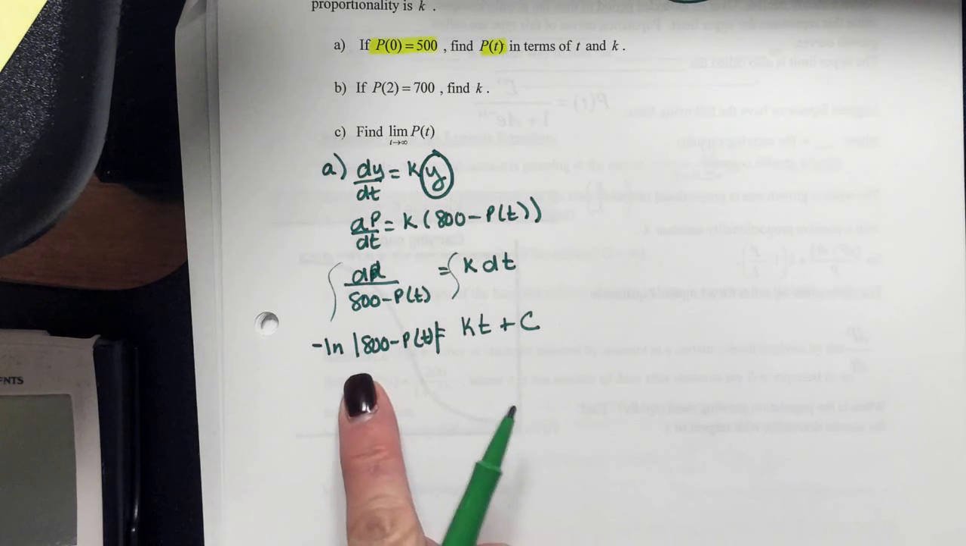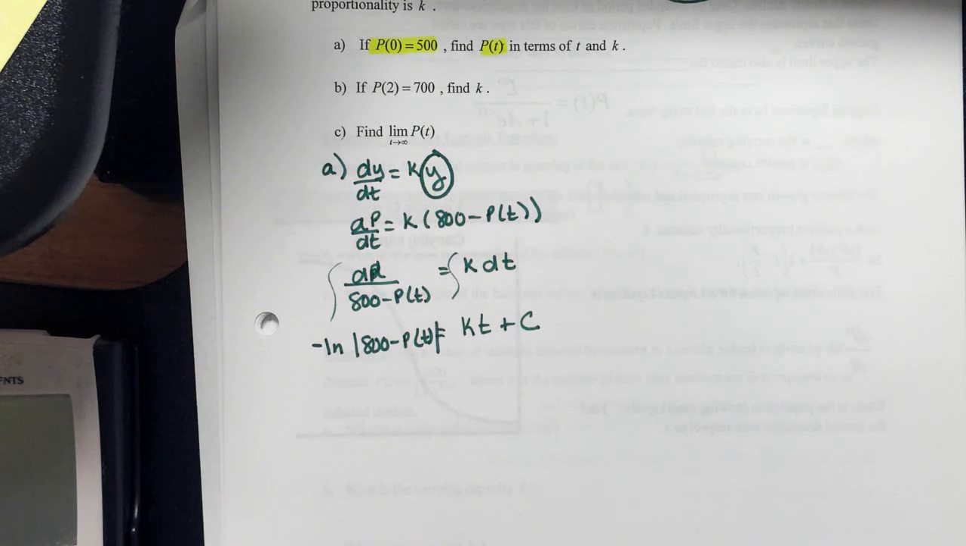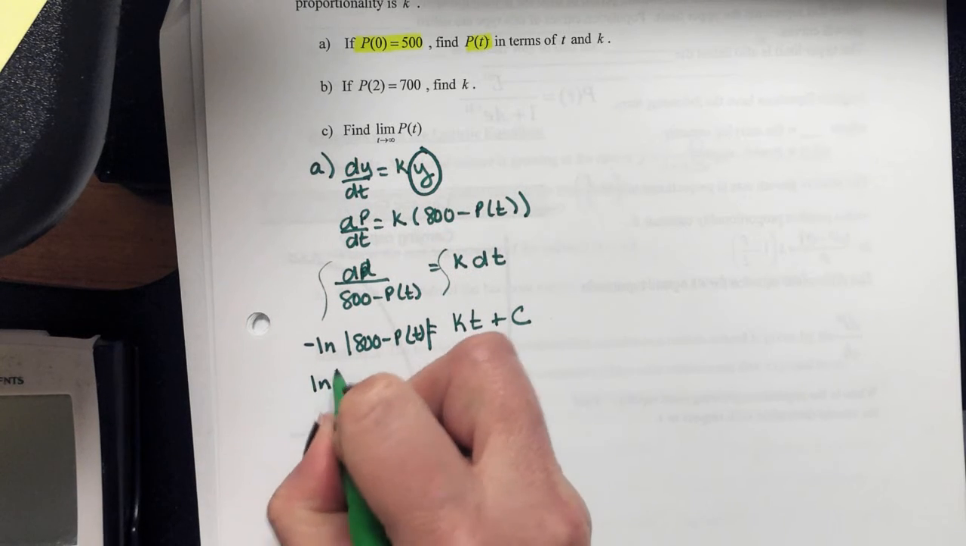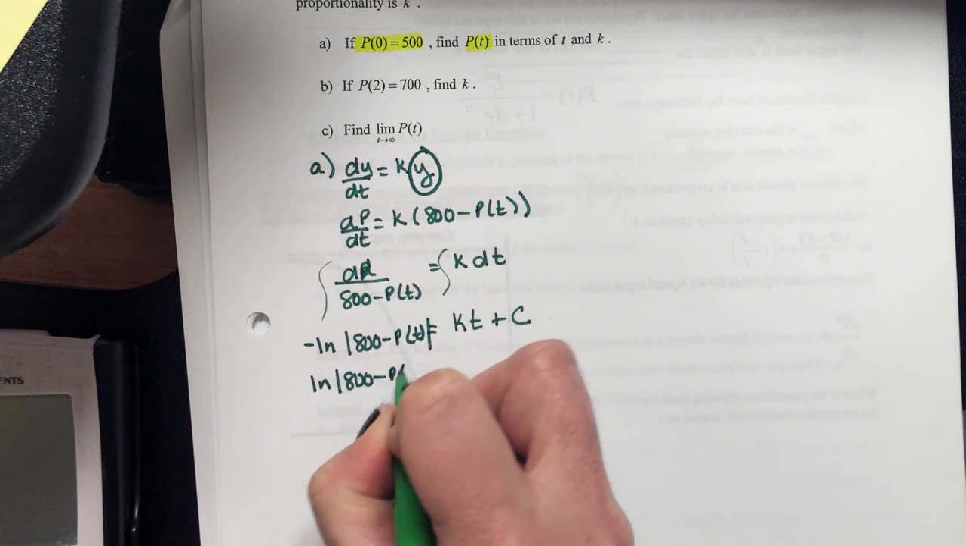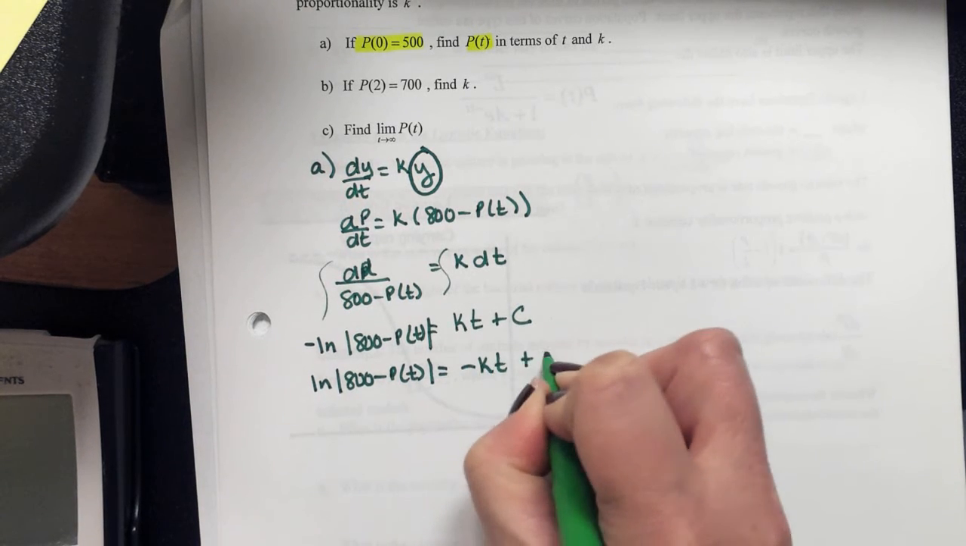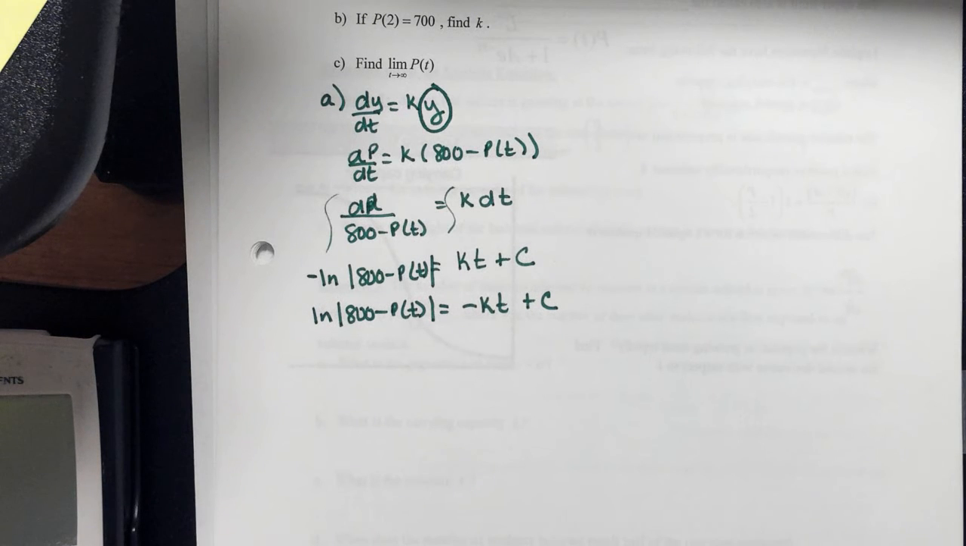Now, before I exponentiate both sides of the equation, I want to isolate the ln. So what am I going to do to both sides of this equation? I'm going to isolate ln by dividing everything by a what? Negative. So the natural log of the absolute value of 800 minus P of t is equal to negative kt. C is still a constant whether it's positive or negative.